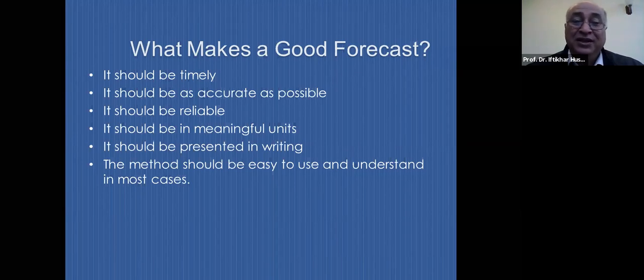It should be in meaningful units. Usually it is in terms of SKUs, stock keeping units, for products. And for services, you cannot measure it in terms of SKUs, but usually in terms of dollars. Dollars are money, right? When we use forecasting for services, you cannot measure it in terms of units. Obviously, it is in terms of money. Could be rupees, could be dollars, could be any other currency.